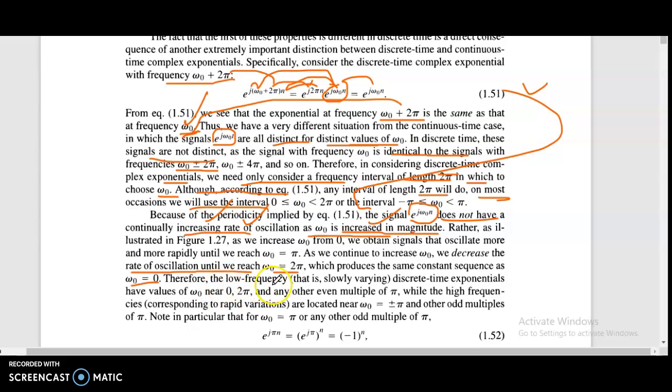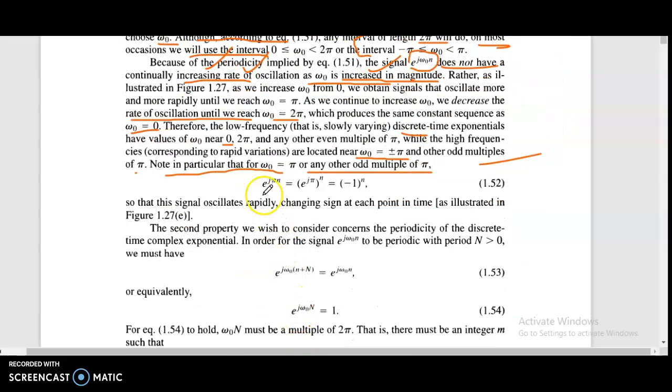Therefore, the low frequencies, that is slowly varying discrete time exponentials, have values of omega naught near 0, 2 pi, and any other even multiple of pi, while the high frequencies, corresponding to rapid variations, are located near omega naught equal to plus or minus pi and other odd multiples of pi.